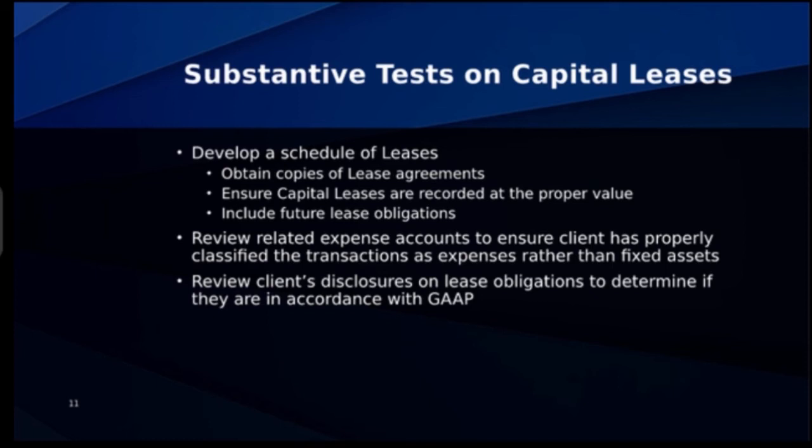So we're going to review related expense accounts to ensure that the client has properly classified the transactions as expenses rather than fixed assets. And that goes back to looking at where they might put an operating lease on accident, that as you're auditing, you're like, why did this number jump? Oh, they put an operating lease in there that really is a capital lease. When I examine it, I've got to take that expense out of there and put it to the right accounts. We're going to review the client's disclosures on lease obligations to determine if they are in accordance with GAAP.